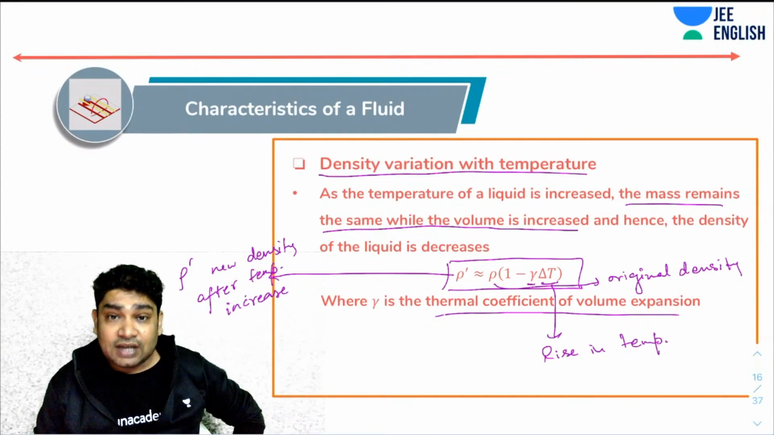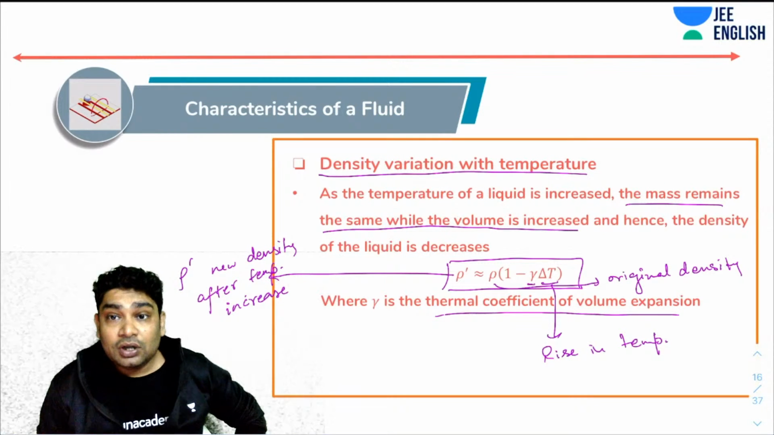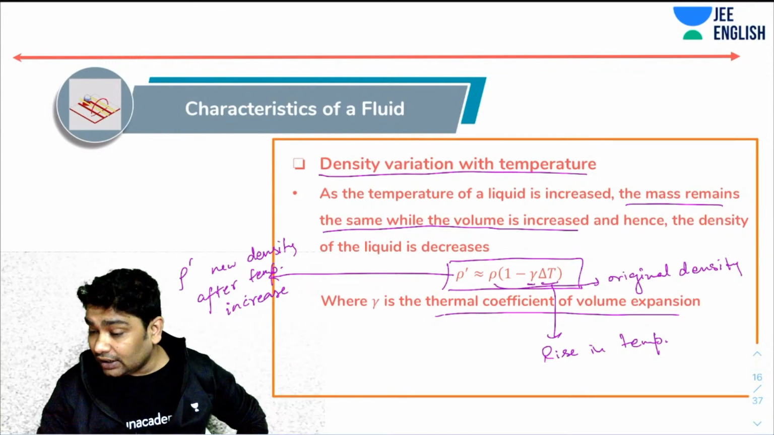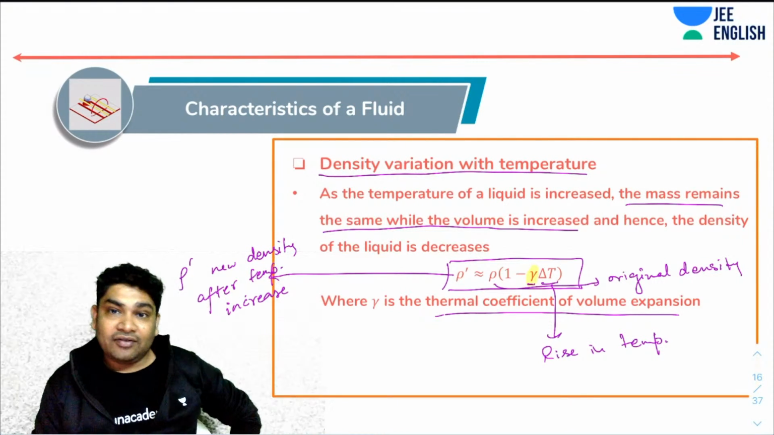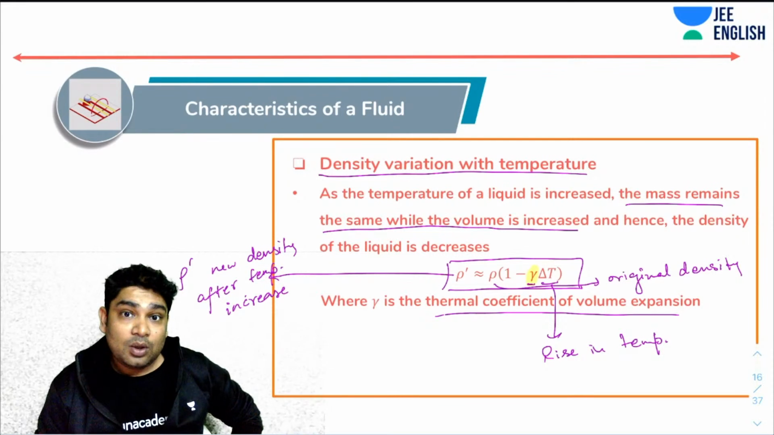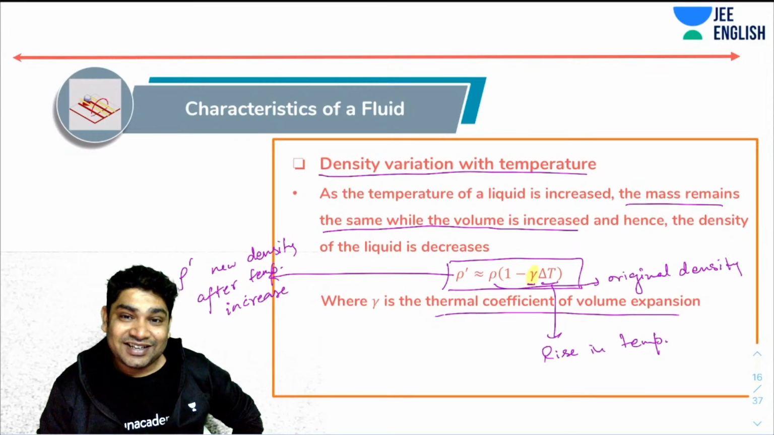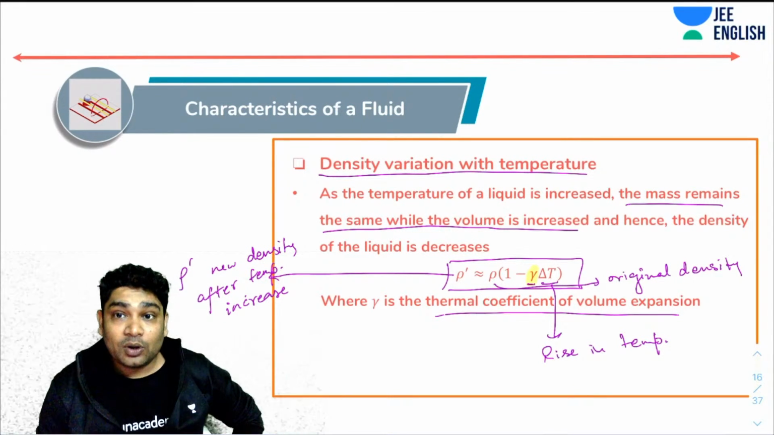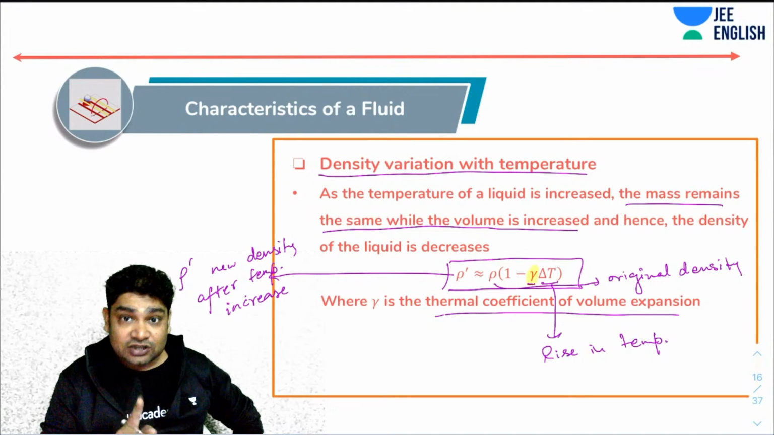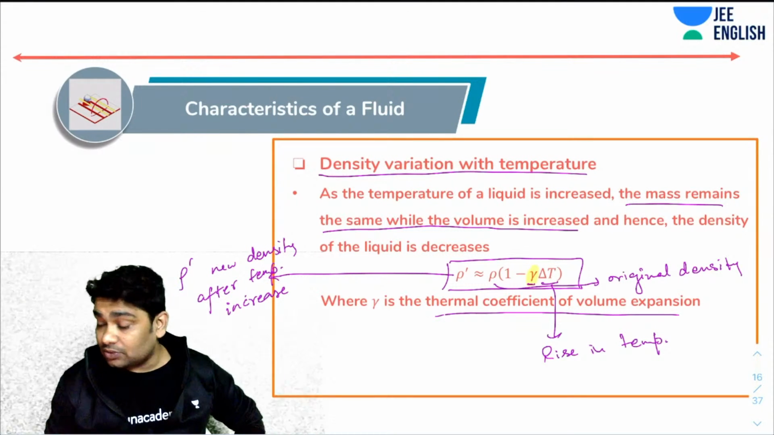Okay, so this is how you can find the new density also. Now, gamma is another characteristic of any liquid, or for that matter, for every substance. You have a fixed thing, a constant, which is called the coefficient of volume expansion. So that relates the change in volume with respect to change in temperature. Okay, so gamma is a fixed constant property of the substance. Okay, please remember.